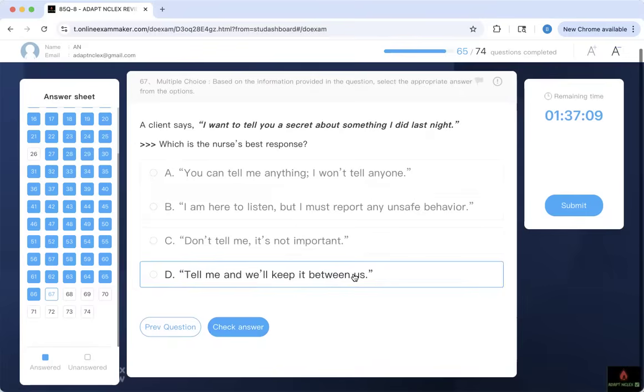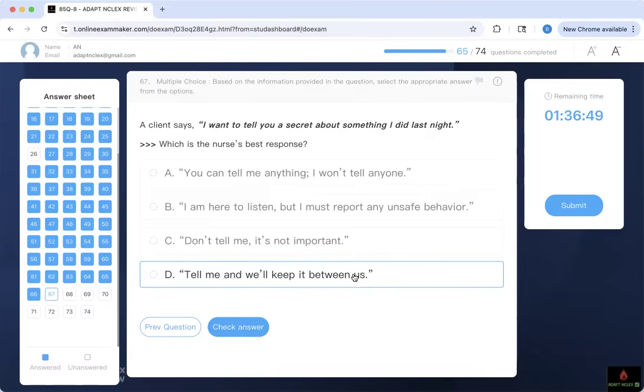You see, I love peds, right? Now we get into mental health concepts. We did a case study, but now mental health concepts. The client says, I want to tell you a secret about something I did last night. What do you do? You are the nurse. This is what the client said. Which is the best nurse response?